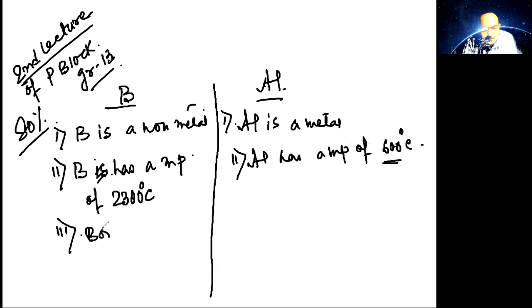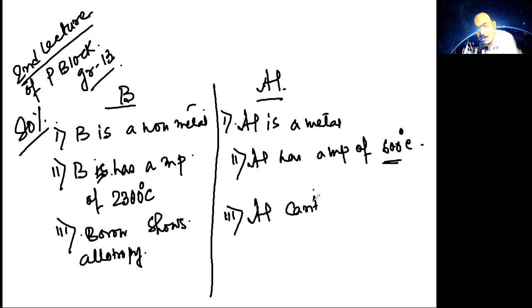Number three, boron shows allotropy. It can exist in two forms. One is crystalline, and another is amorphous. Aluminium can't show allotropy. Okay.